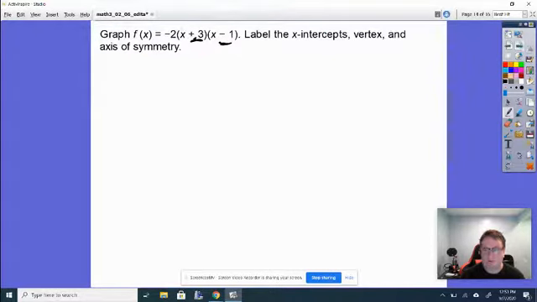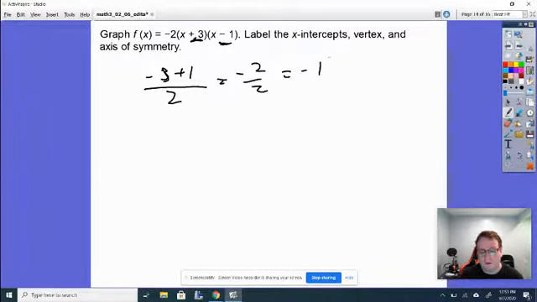So I'm going to have negative 3 plus 1 divided by 2. So negative 3, sorry, negative 2. Let's actually do some math there. Over 2, or negative 1. Okay, this is going to be my axis of symmetry. My x-intercepts, I already did those. So that's x equals negative 3 or 1.